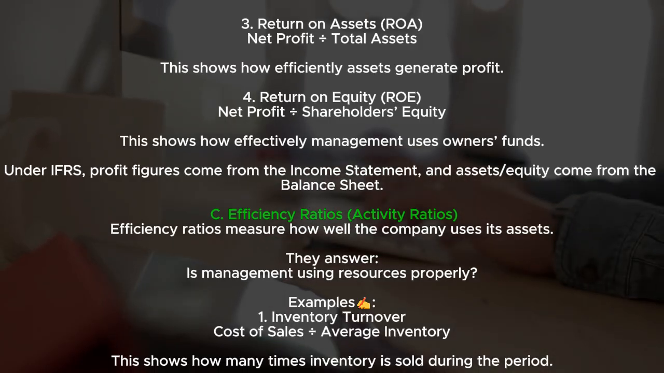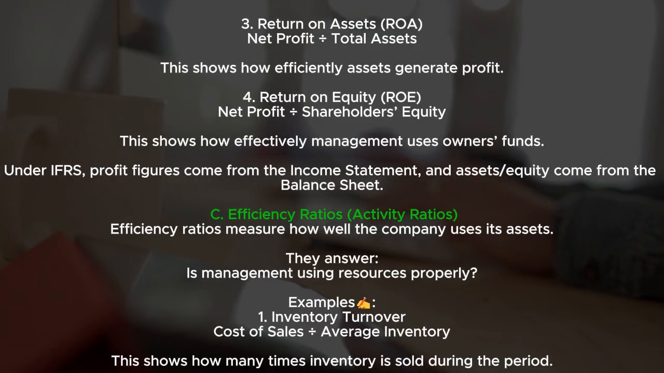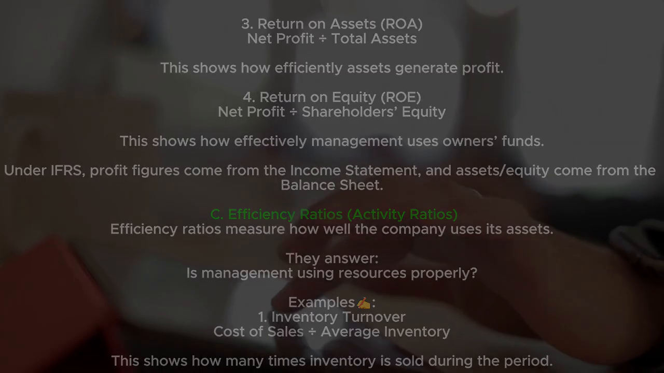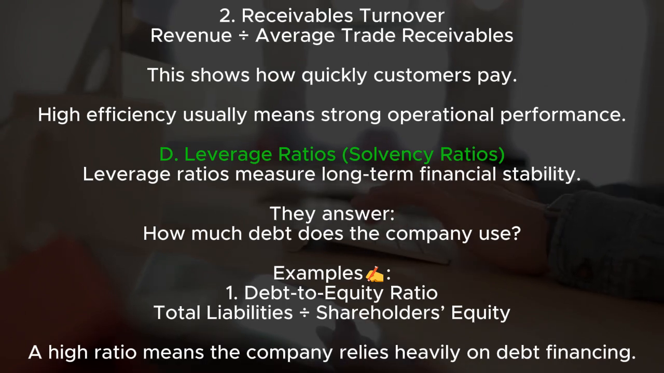C. Efficiency ratios, or activity ratios. Efficiency ratios measure how well the company uses its assets. They answer, is management using resources properly? Examples. 1. Inventory turnover. Cost of sales divided by average inventory. This shows how many times inventory is sold during the period. 2. Receivables turnover. Revenue divided by average trade receivables. This shows how quickly customers pay. High efficiency usually means strong operational performance.